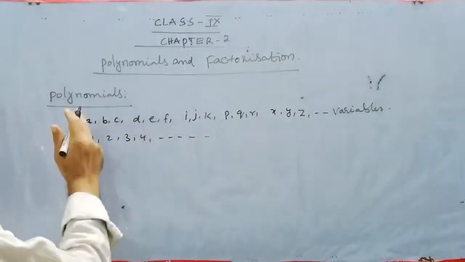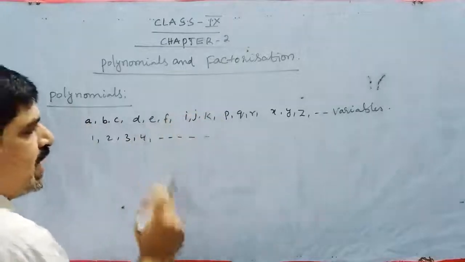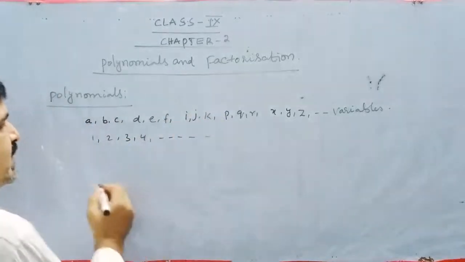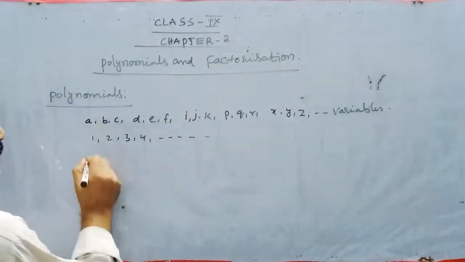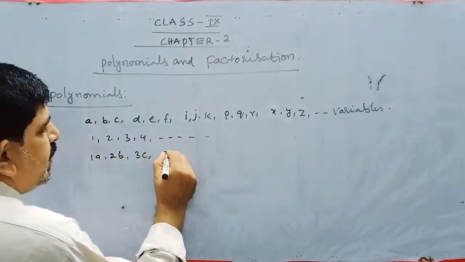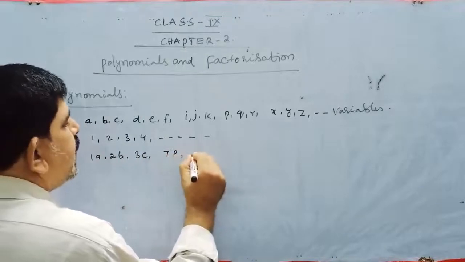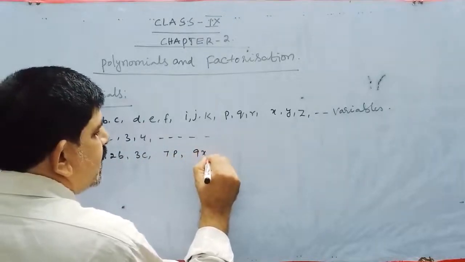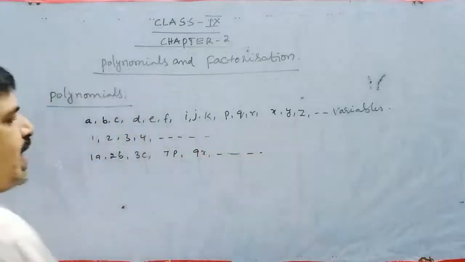So the combination of these variables and numerals are known as terms. Okay, suppose 1 into a, 2 into b, 3 into c, 7 into p, 9 into x and so on. These are all known as terms.